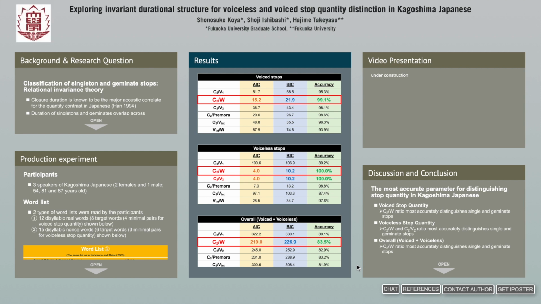My name is Shonosuke Koya from Fukuoka University, that is a Japanese university. Today, I'd like to talk about our study.